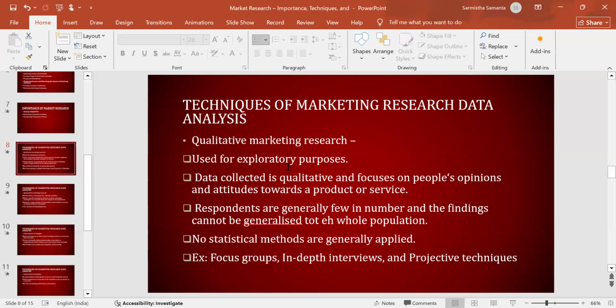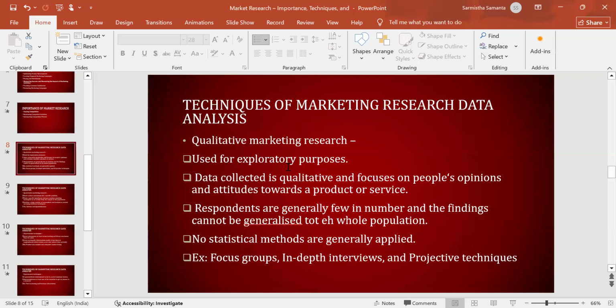Data collected in quality focuses on people's opinions and attitudes towards a product or service. It is more consumer oriented. You ask the consumer what you like about the product, what you don't like about the product. You are not asking what percentage like the product, what percentage do not like the product. No, you are asking what you do not like in the product, in what sector you want the product to be improvised. So it is more of opinions and attitude, mainly concentrated on a consumer feedback process.